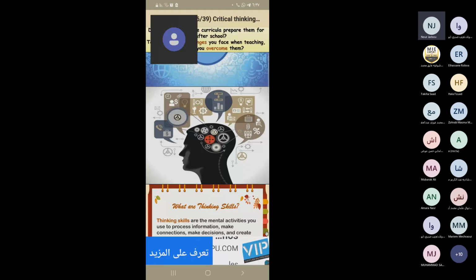Now let's go to thinking skills. When you hear the word thinking, what comes to your mind? Just write in the chat box words or phrases about thinking skills. And try to connect thinking skills with education. When we say we want to teach thinking skills for students, so what do we need to teach for students? Write words or phrases in the chat box.